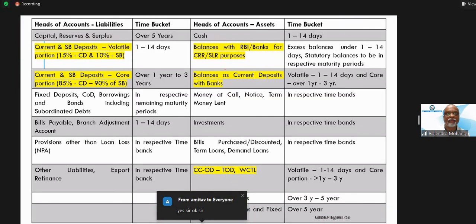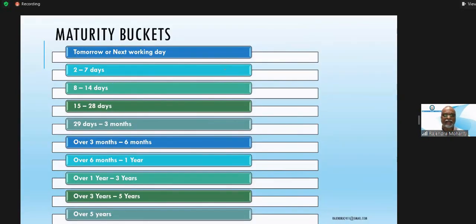Now, RBI has guidelines on what type of assets and liabilities are to be placed under which bucket. I will tell you.